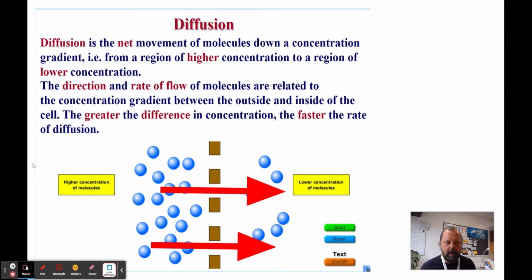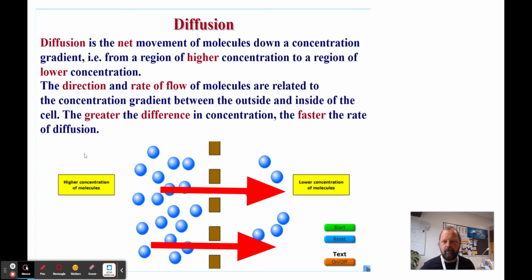We're going to talk about how stuff gets in and out of cells, and the first process we're going to look at is diffusion. So you need to recall that diffusion is how substances move from where there's more of them to where there's less of them. In other words, from a higher concentration of molecules to a lower concentration of molecules.